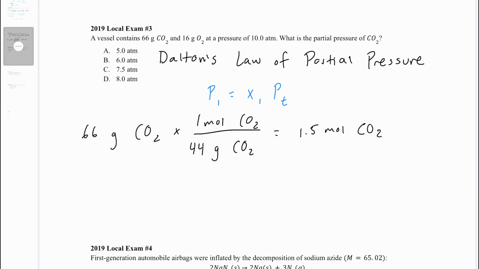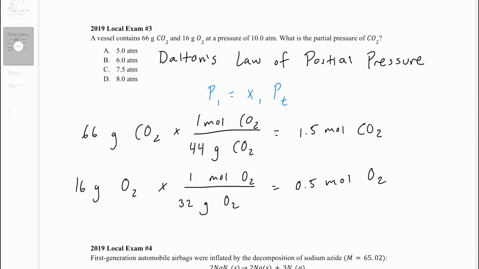Next, we have 16 grams of oxygen, and we multiply that by the molar mass, which is 32 grams of O2 per 1 mole of O2, and that gives 0.5 moles of O2. So the mole fraction of CO2 is 1.5 moles over the total moles, which is 2 moles. 1.5 plus 0.5 is 2. So our mole fraction here is going to equal 0.75.